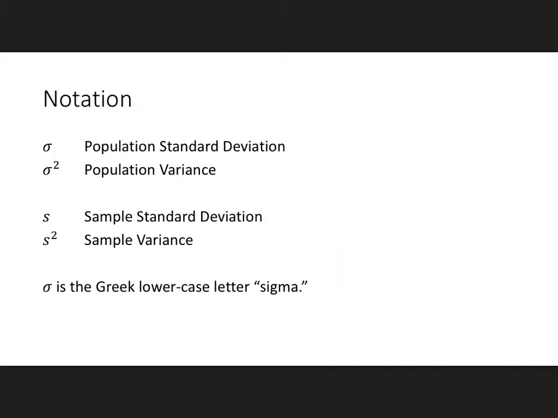So let's learn some more symbols. Here is some notation that we will be using throughout the semester. Sigma is the population standard deviation. Sigma squared is the population variance, while S is the sample standard deviation, and S squared is going to be sample variance.